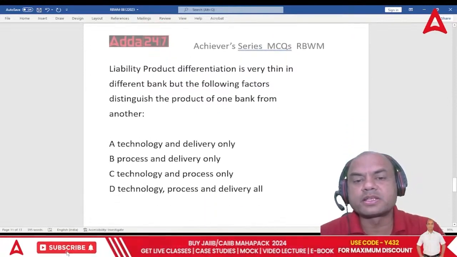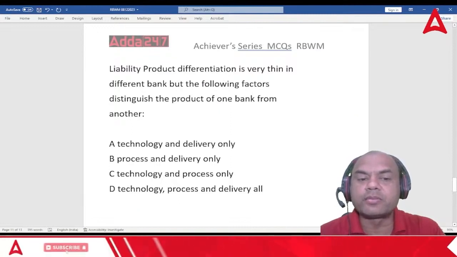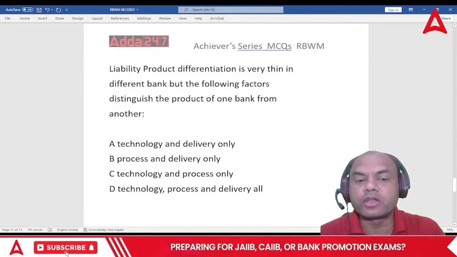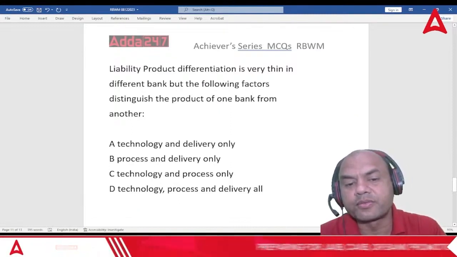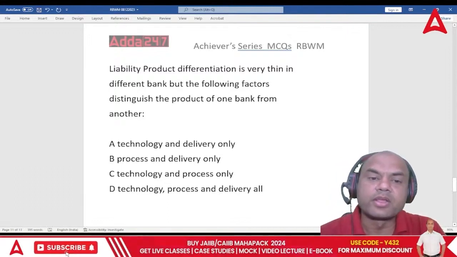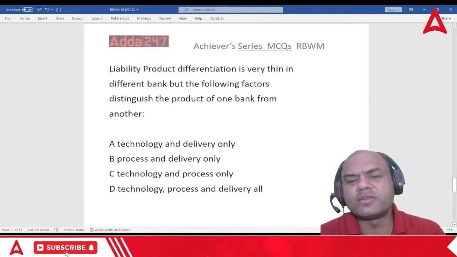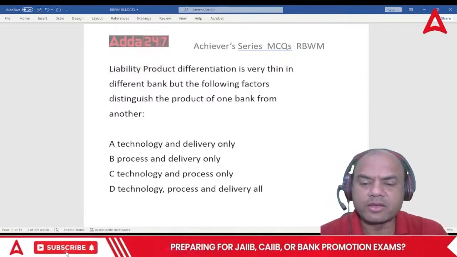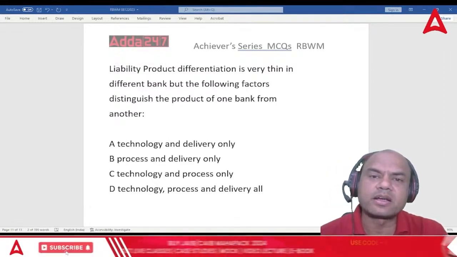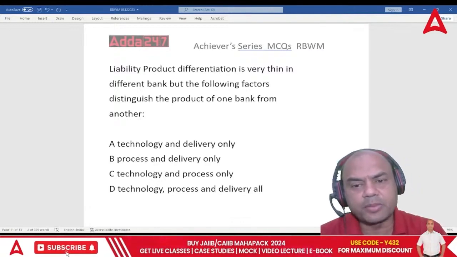Liability product differentiation is very thin in different banks, but the following factors distinguish the product from one bank to another. So liability product means what? Saving, current, FD. Now saving, current, FD is common. You go anywhere. Saving is saving, current is current, FD is FD. Let it be any bank.